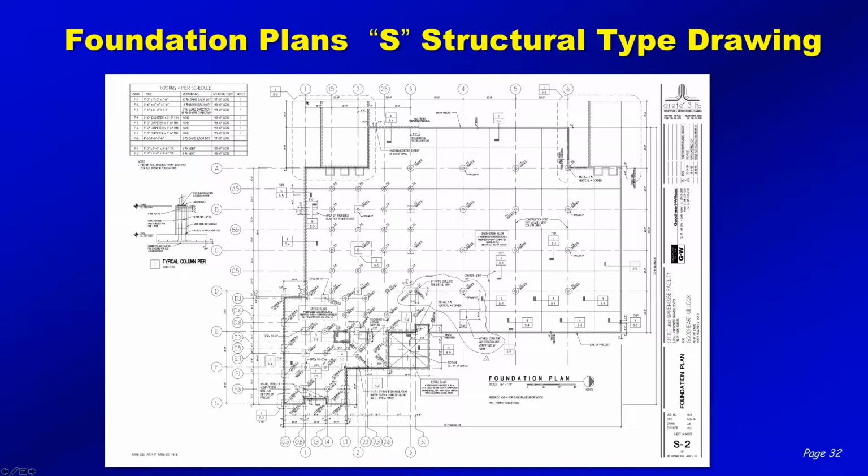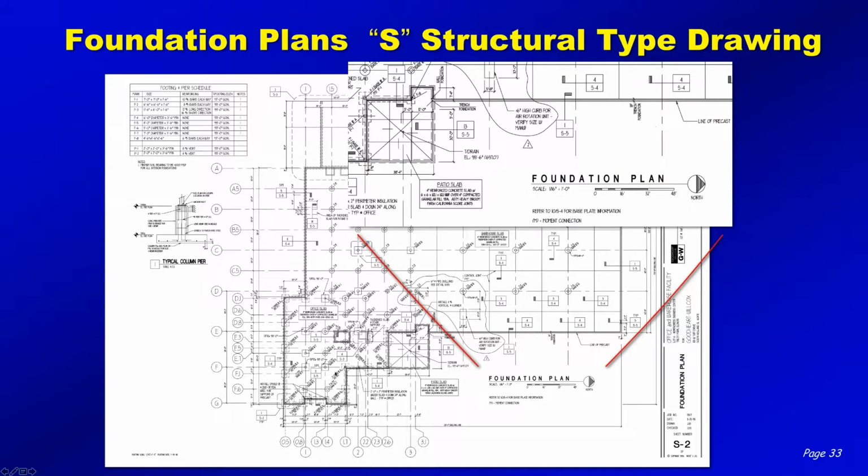And notice that they still have the column lines 1, 2, 3, 4, 5, and 6, and the A, B, C. So now we know how everything relates to the architecture and the structure, so you can put those two components together. Note there, it tells you what the foundation plan is, and it tells you what the north arrow is, and it tells you what the scale of the drawing is.